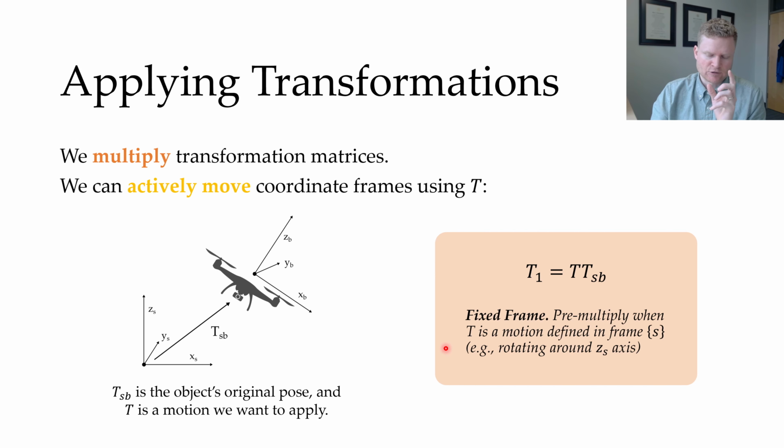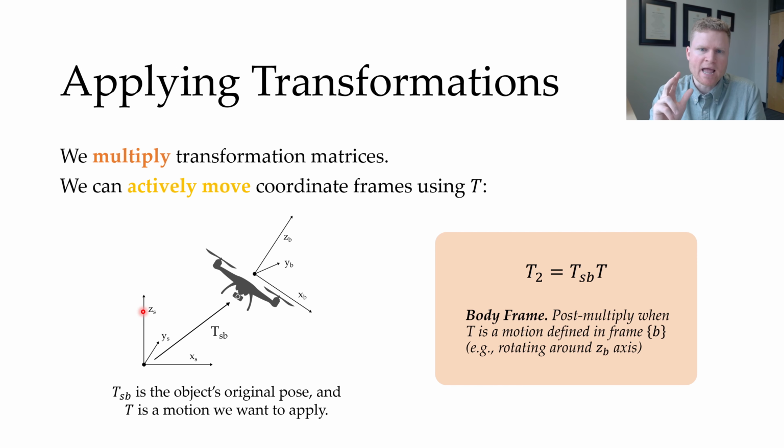And the order of multiplication is very important because it determines in what frame you're defining this motion. So the first option is you can define the motion in this spatial frame S, the fixed frame. And if you want to do that, you pre-multiply. So you'll multiply by T first, and put the T first before TSB. If you pre-multiply, then the motion T is defined with respect to frame S. So for example, let's say that T has a pure rotation around the Z-axis. If you pre-multiply, you're implicitly saying that that is the Z-axis of frame S. So it's ZS that you're rotating around.